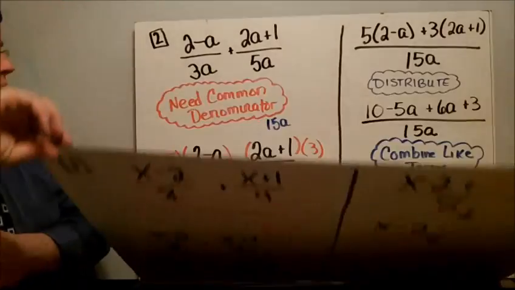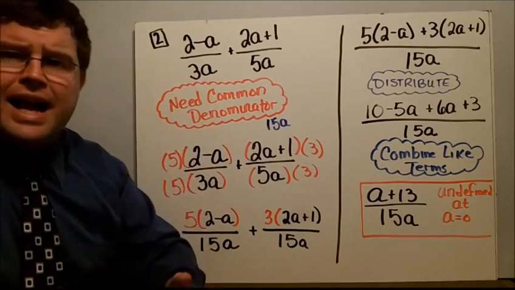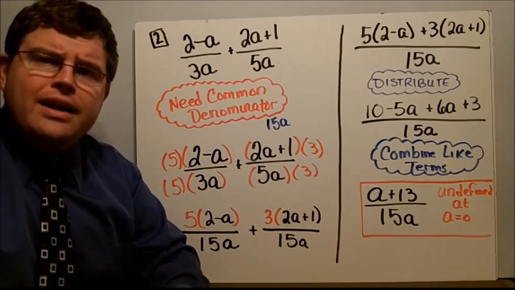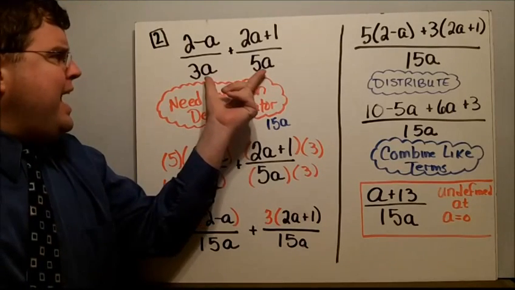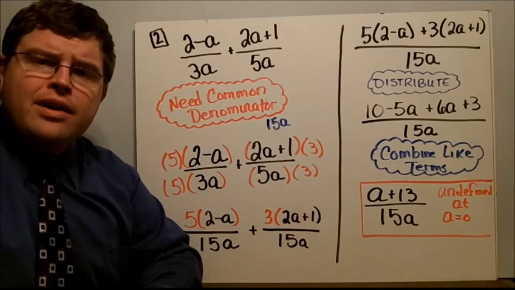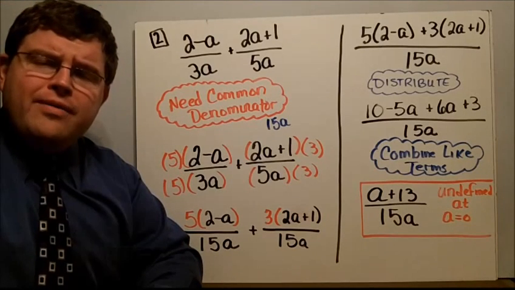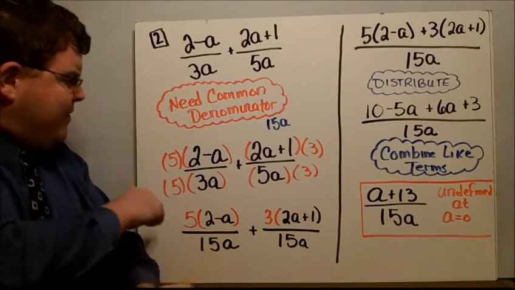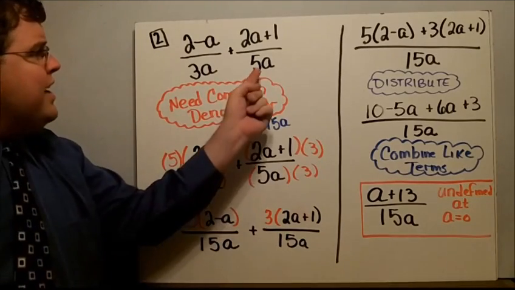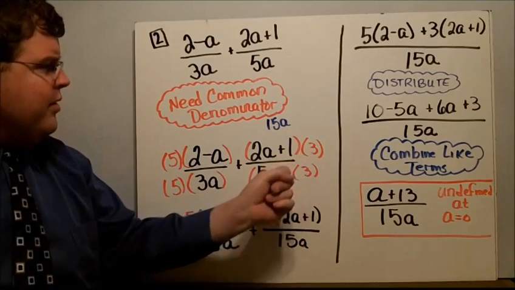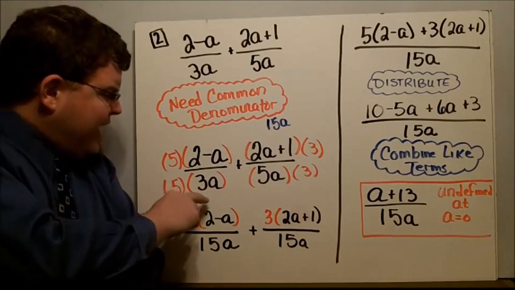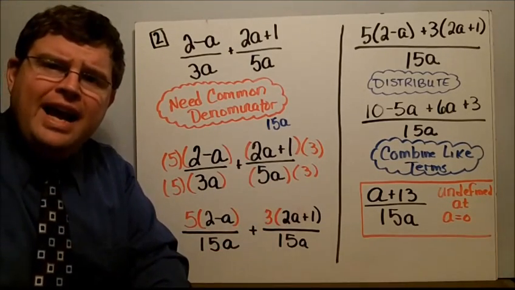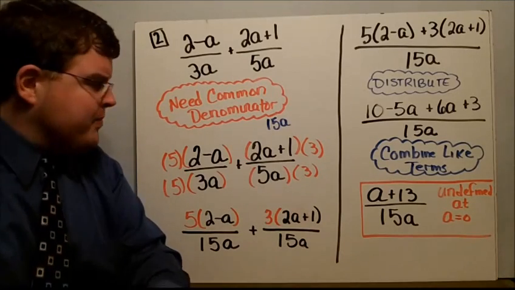In our second example, we see something very similar. We have (2 minus a) over 3a plus (2a plus 1) over 5a. We need a common denominator. Both of them have an a, but we have a 3 and a 5. The least common multiple of 3 and 5 is 15. And so I'll multiply the first fraction by 5 over 5, which I've done right down here, and the second fraction by 3 over 3, which I've done right here. Notice when I do that, 5 times 3a is 15a, and 5a times 3 is 15a. That allows me to get a common denominator.